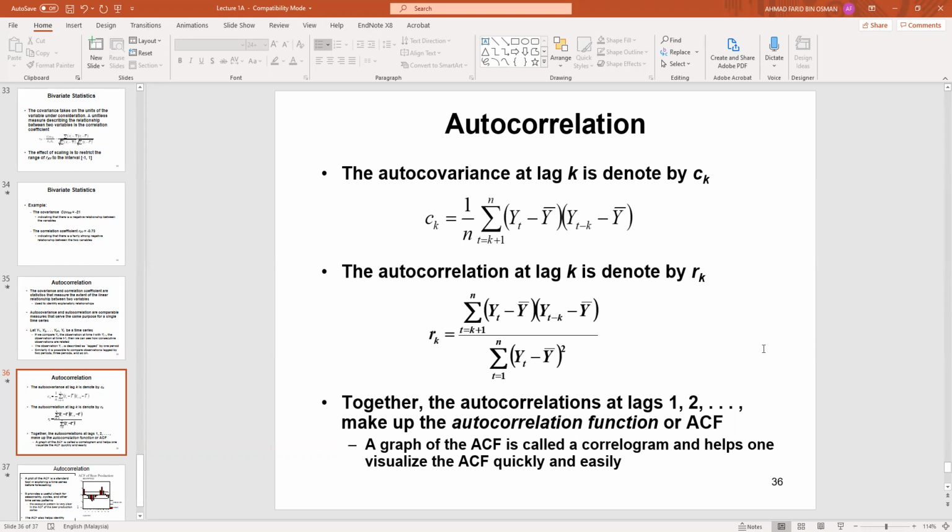So together the autocorrelations at lag 1, 2, and so on make up the autocorrelation function, or ACF. A graph of the ACF is called a correlogram and helps one visualize the ACF quickly and easily. So just now you had autocorrelation at lag 1. You can also compute at lag 2, at lag 3, and so on. You put the values in a graph, in a diagram, and it is called a correlogram. We call it the autocorrelation function, or ACF.